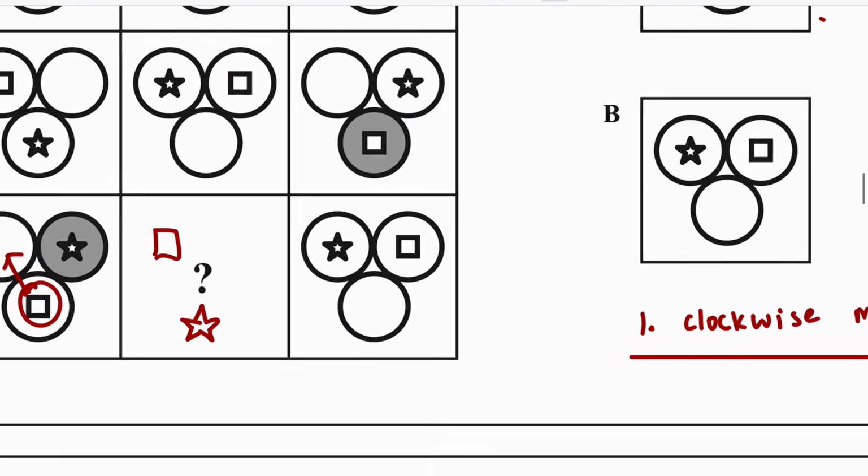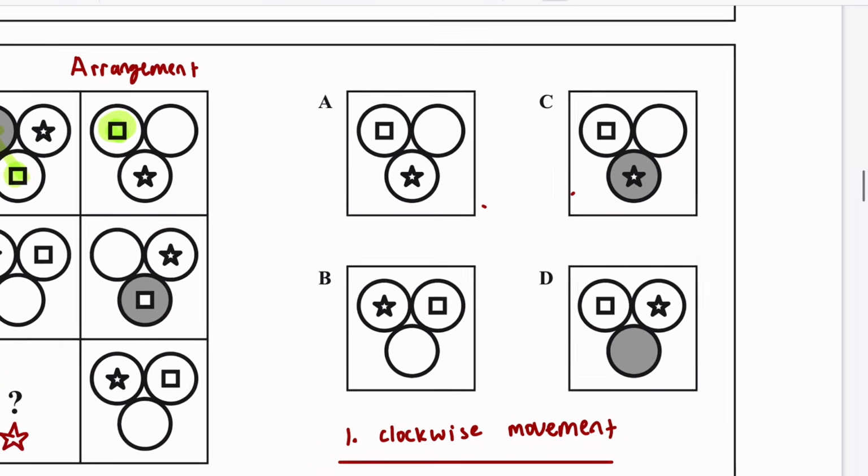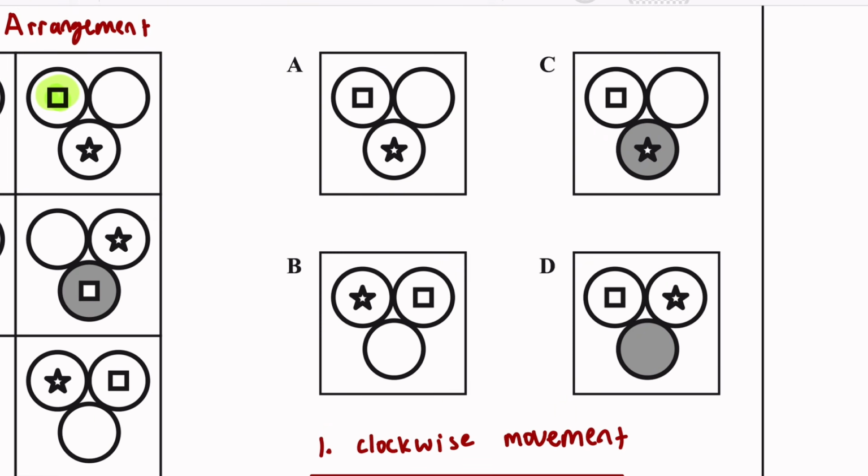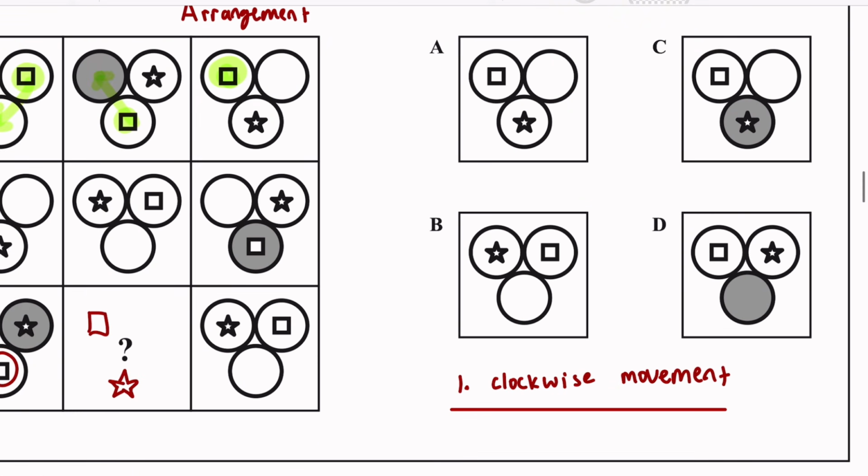So which options have that? So we have A, C, B, and D, and which one has star at the bottom? Well, A and C do. And A and C both have a square at the top left, as you can see right here, square at the top left and star at the bottom. So which options are automatically out? B and D, okay? You got to always follow this process of elimination.